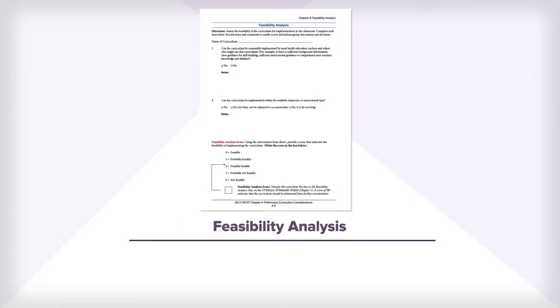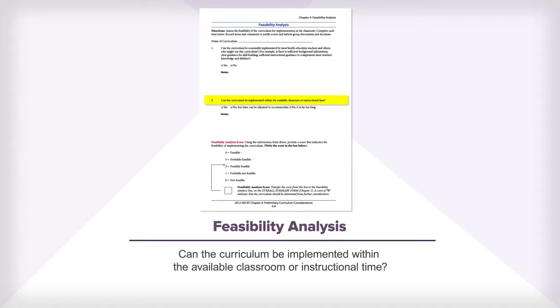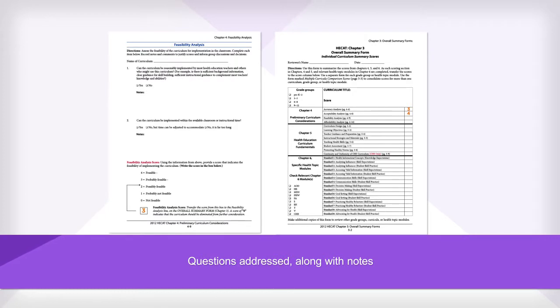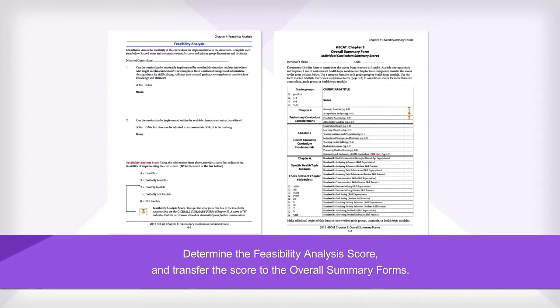The feasibility analysis helps you determine if the curriculum is feasible to implement in the classroom. It is based on the amount of instructional time available in the school day and throughout the year, and also the ease of implementation by most health education teachers. Unlike the previous categories, only 2 questions need to be considered during the feasibility analysis. Can the curriculum be reasonably implemented by most health education teachers and others who might use this curriculum? Can the curriculum be implemented within the available classroom or instructional time? Once these questions are addressed, along with any notes to justify the responses, determine the feasibility analysis score, and transfer the score to the overall summary forms.